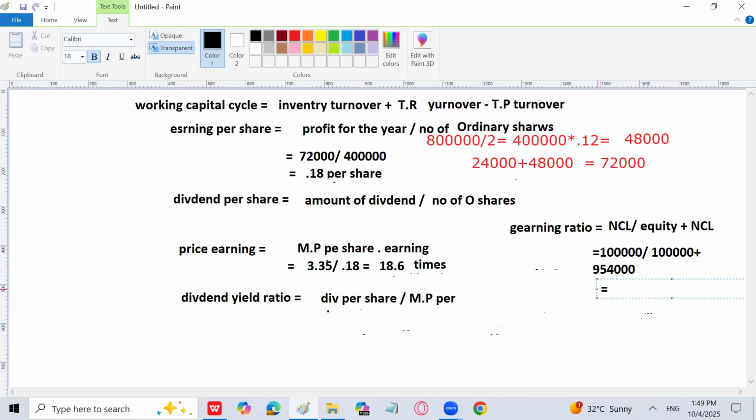1 lakh divided by 10 lakh 54,000 multiplied by 100. So the answer is 9.49%, or you can say 9.5%.